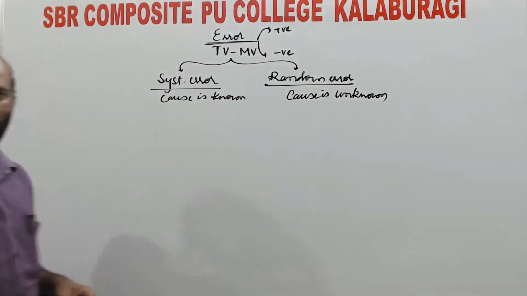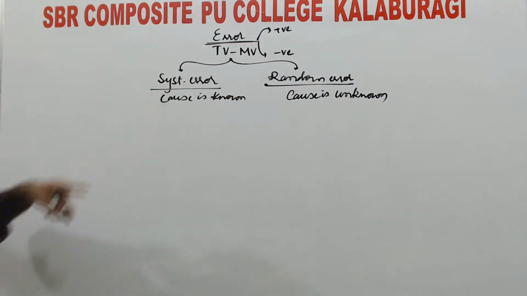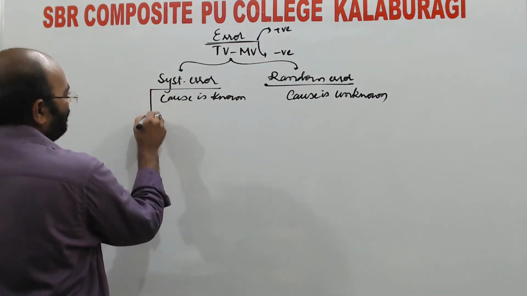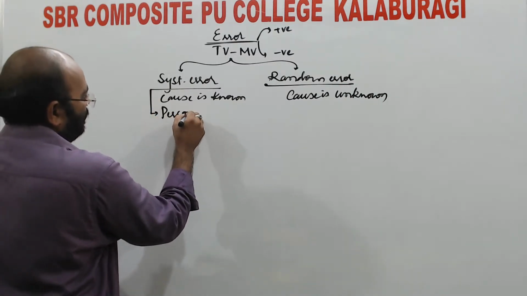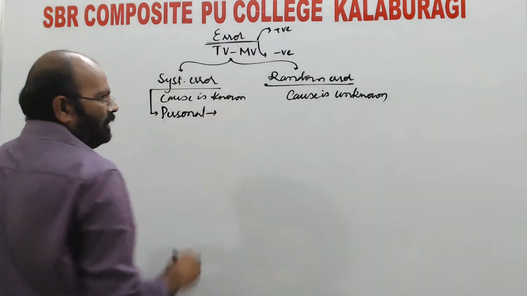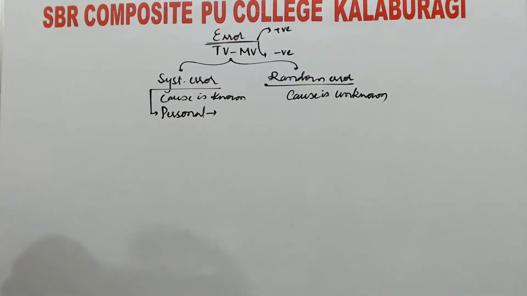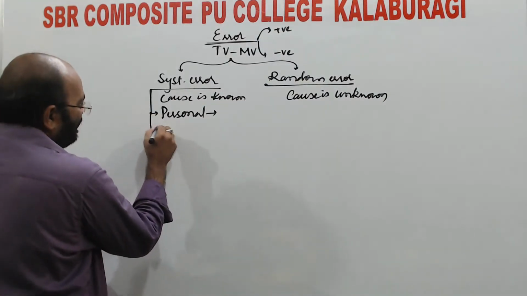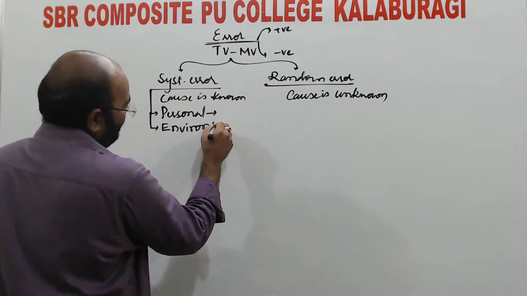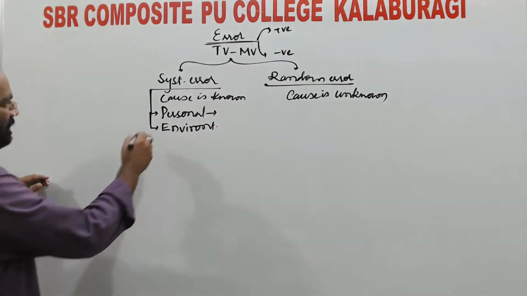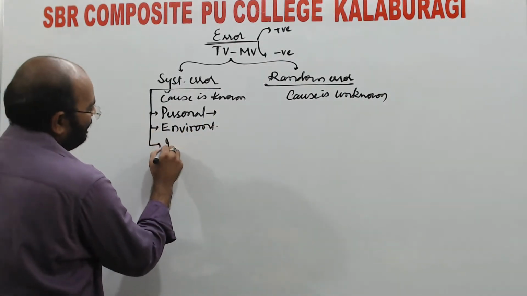Cause is unknown. Then after the systematic errors, there are types of systematic error. The first one is personal error, which is due to mistakes made by the observer. The second one is environmental error.